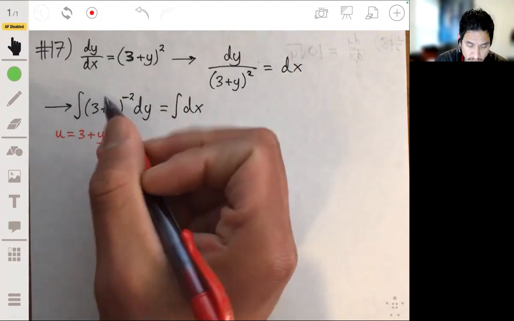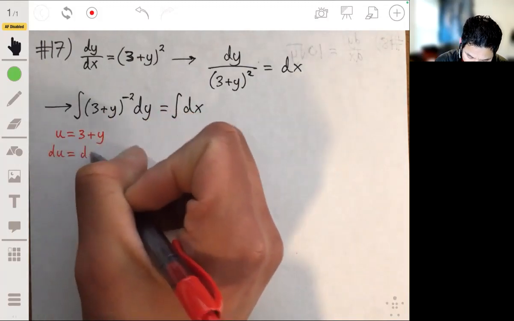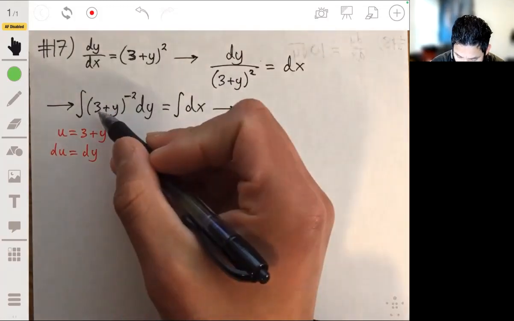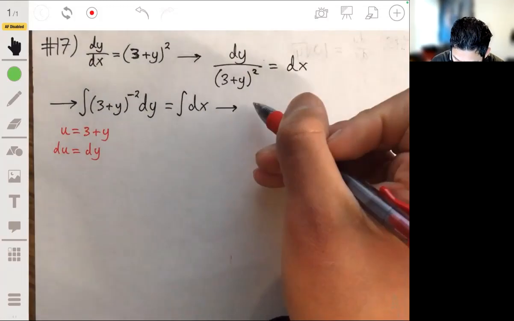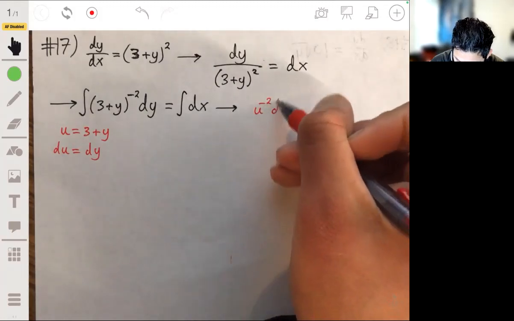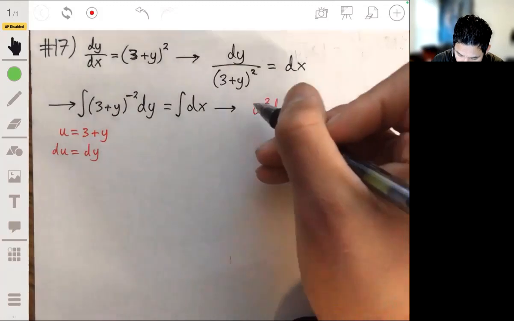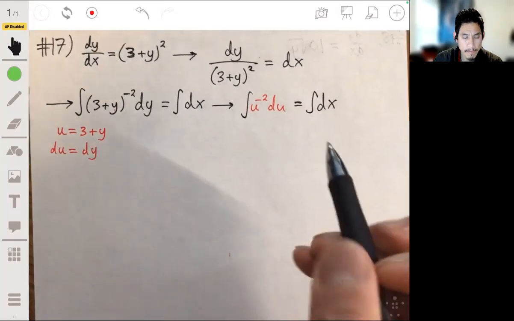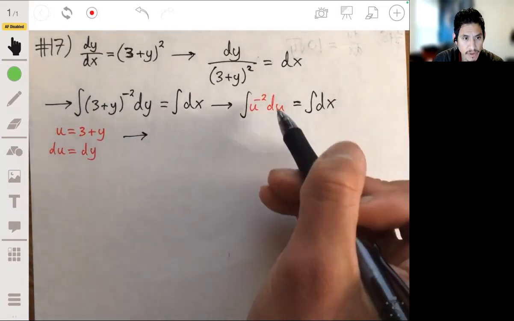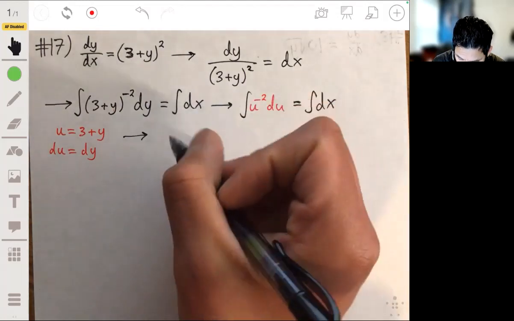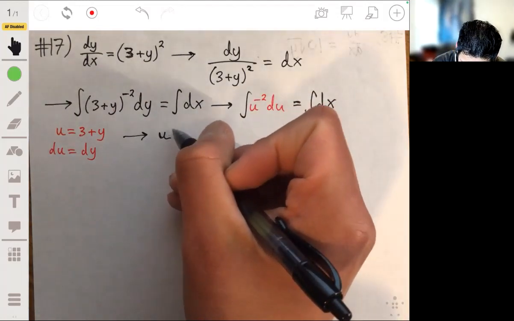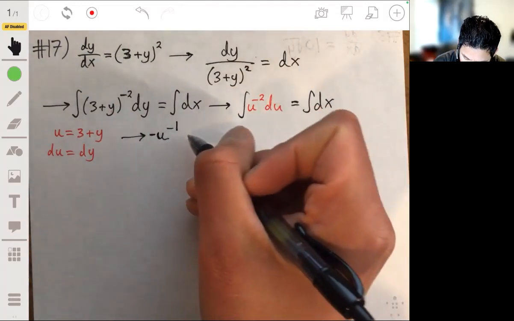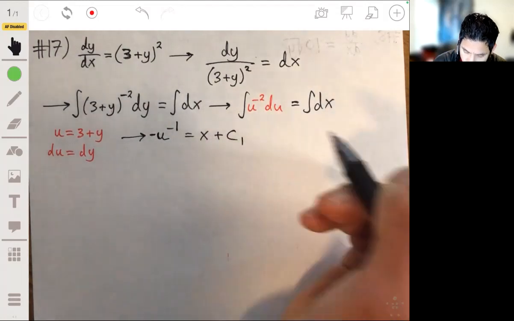So this group here. Then du will just be dy. And then this simply becomes u to the negative 2 du. And that'll be easy to integrate. So that'll be equal to the integral of dx. So from here, we just integrate u to the negative 2 using the reverse power rule, I like to call it. This will be u to the negative 1 divided by negative 1, or just negative u to the negative 1, being equal to x plus c1.